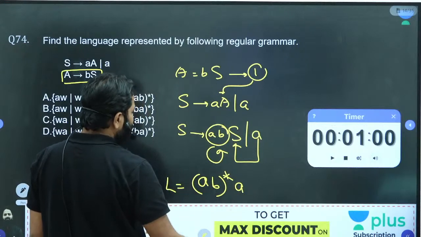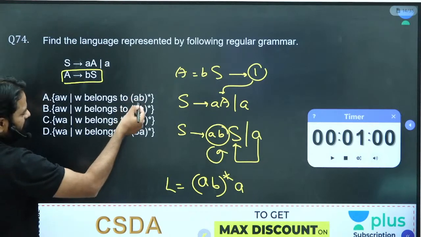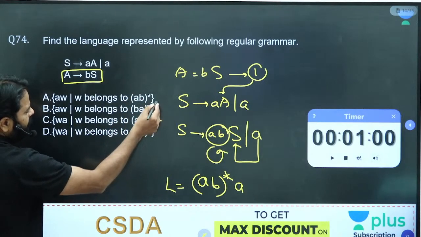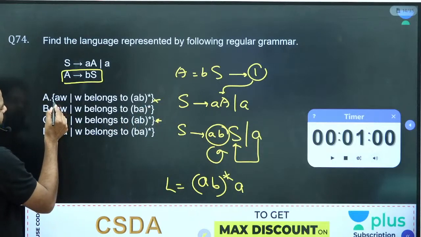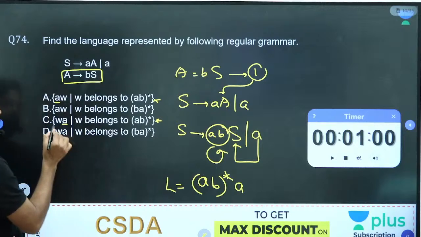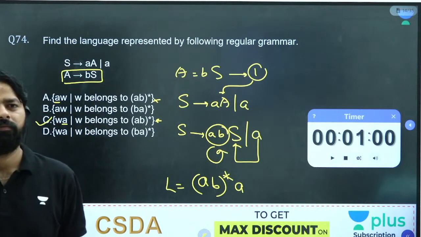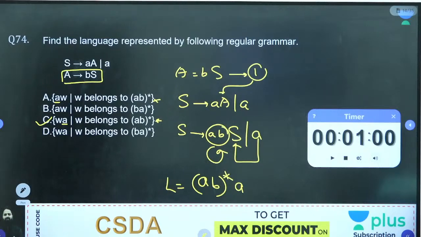The language is very clear. It's AB whole star followed by A. Where is that? AB whole star here and here. And this is after A, this is before A. We want AB whole star before A. So option C is the correct one. Correct?